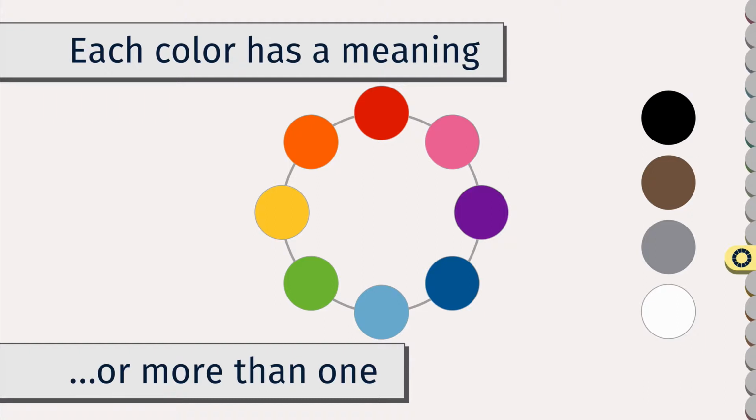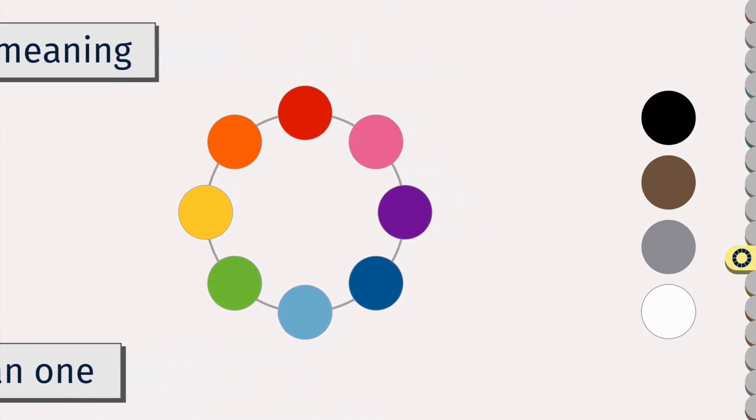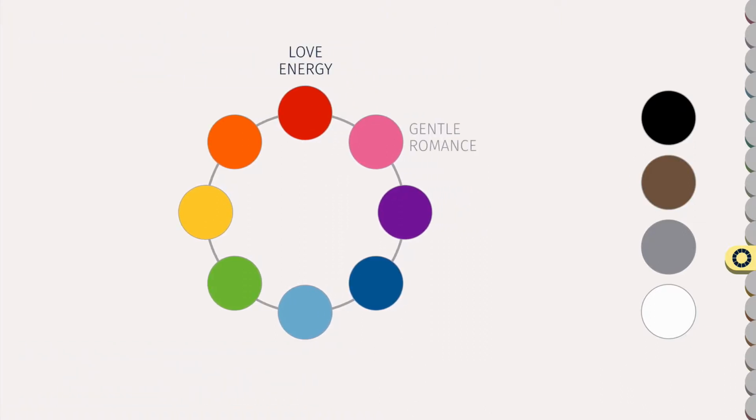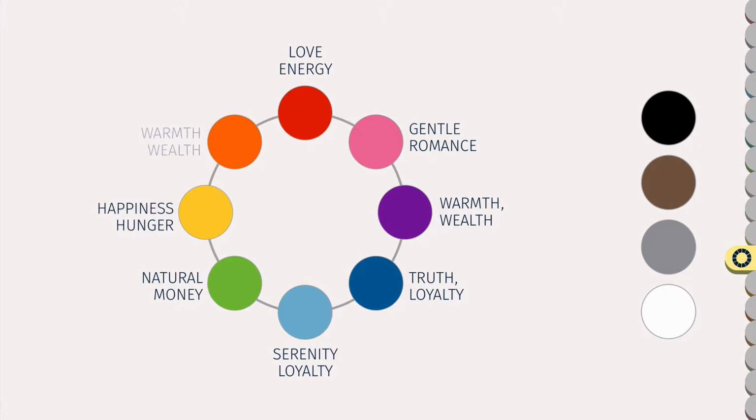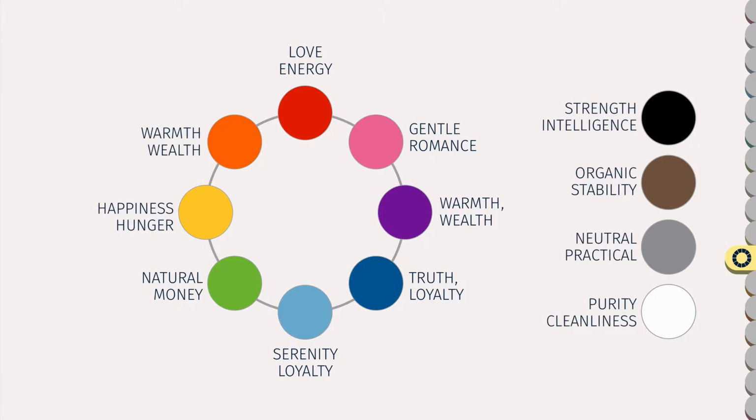They are not unequivocal. Now, these meanings are, for instance, that red stands for love and energy, and yellow stands for hunger and happiness, and this is why McDonald's uses red and yellow. Or that orange stands for wealth, so this is why ING Direct, a bank, and EasyJet, a low-cost airline, both use that kind of color.